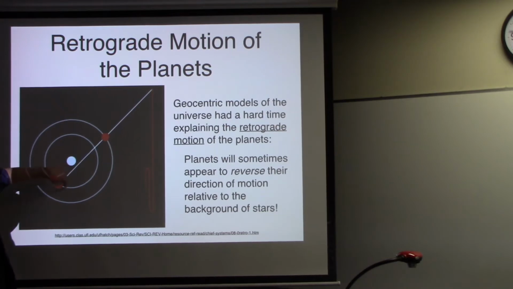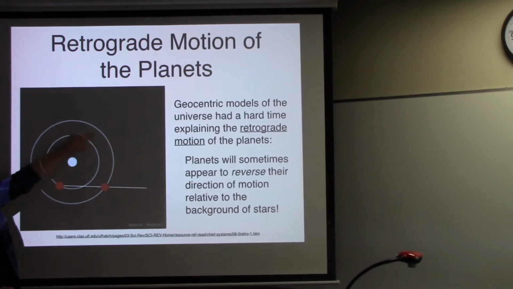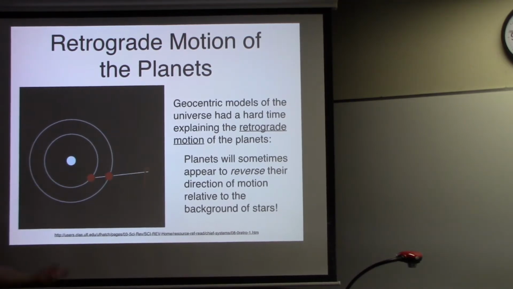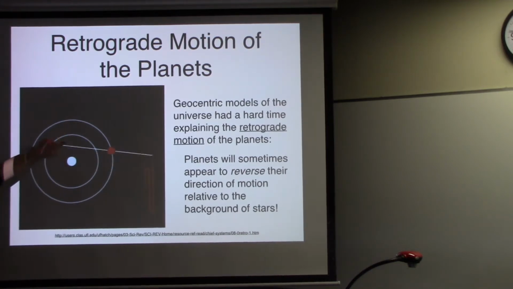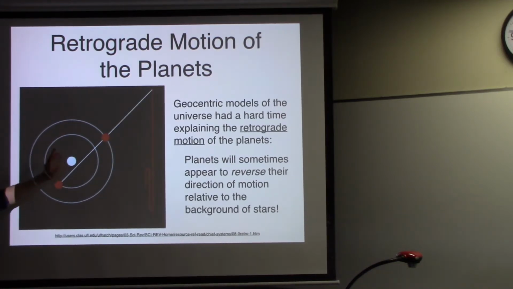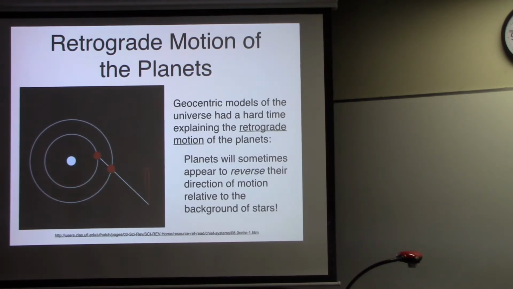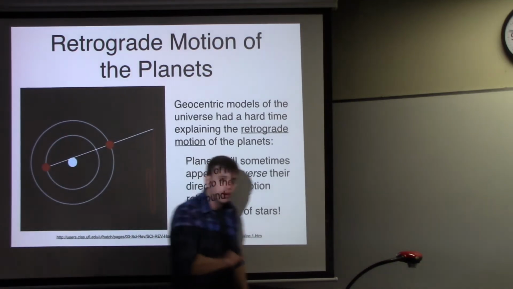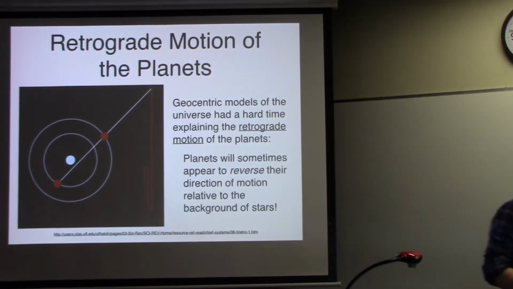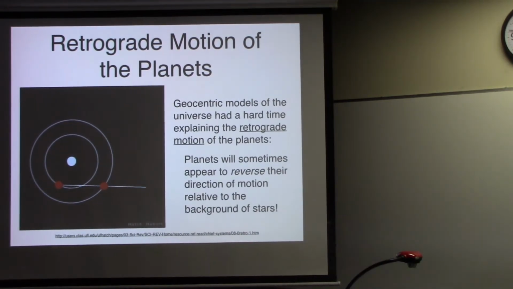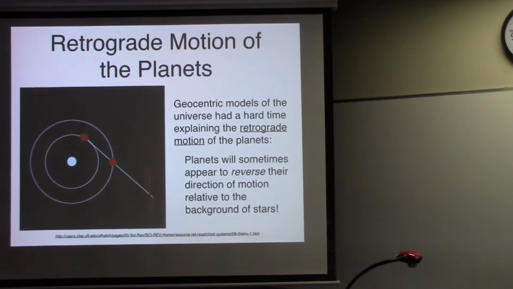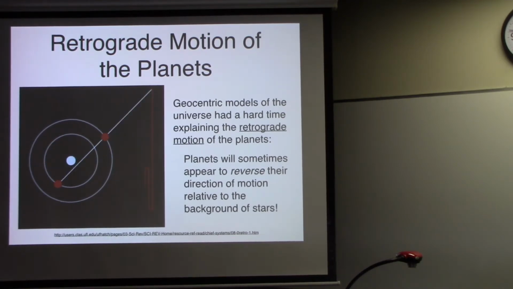And if both the Earth and other planets are moving in circles around the sun, you can see right here that we're going to see this retrograde motion, where the planet appears to sort of reverse direction as it orbits. Okay, so the point to take away here is retrograde motion gives really strong evidence against this geocentric, or Earth-centric, model of the universe.